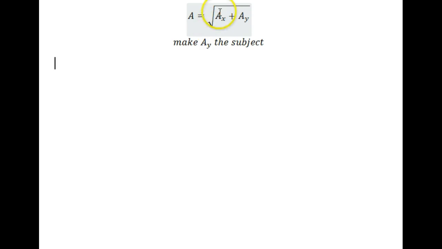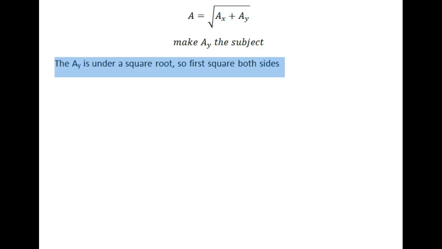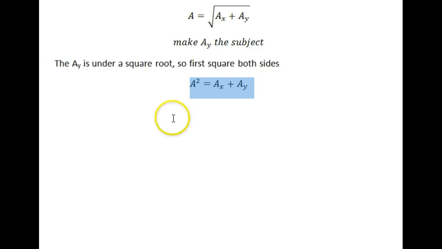So we have to get rid of the square root sign. The inverse operation to the square root sign would be to square this side of the equal sign and also square this side. So we end up with a squared equals ax plus ay. Now it's easy to get ay by itself.